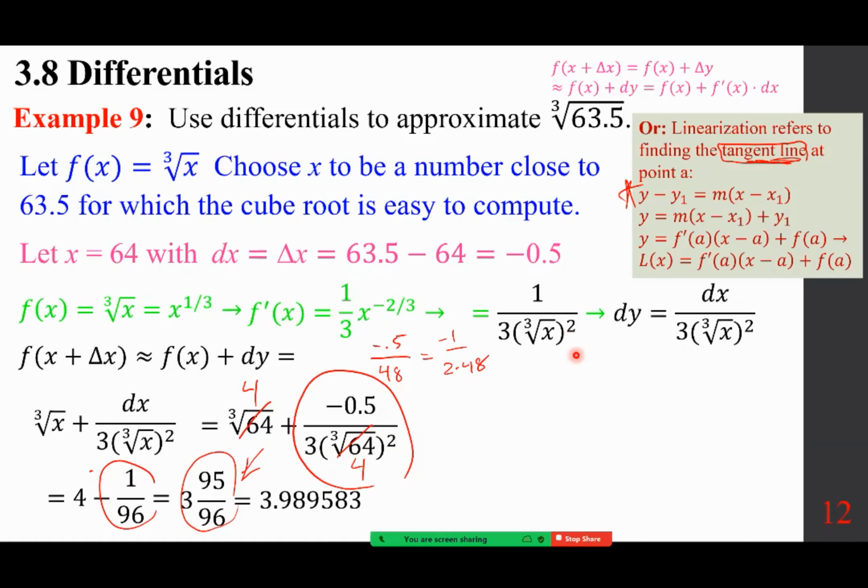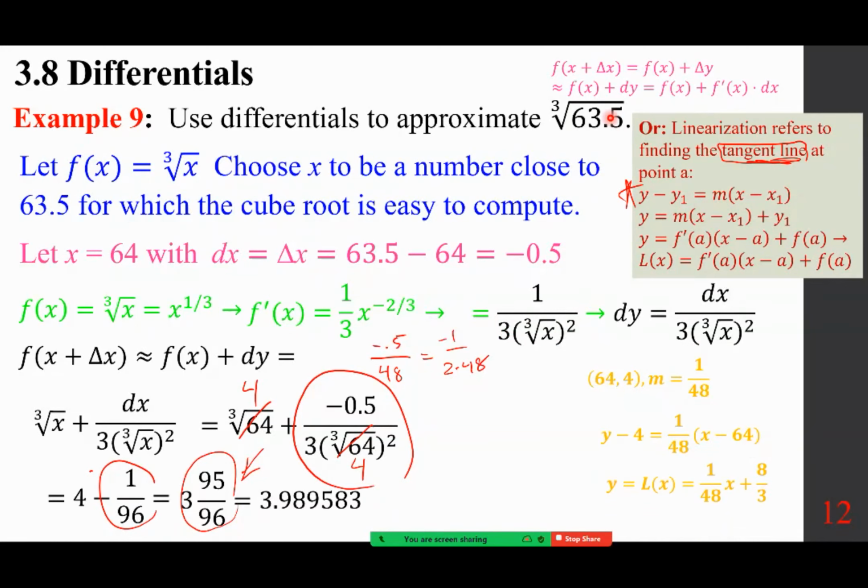Remember, f prime of x is this. So if I replace the x with 64, remember this becomes 4. Square it, 16 times 3, 48. So 1/48. So that's your slope. So here's your pair, here's your slope. Y minus y1 equals m times x minus x sub 1. So y minus 4 equals 1/48 times x minus 64. If you do the math, y or L of x is this.